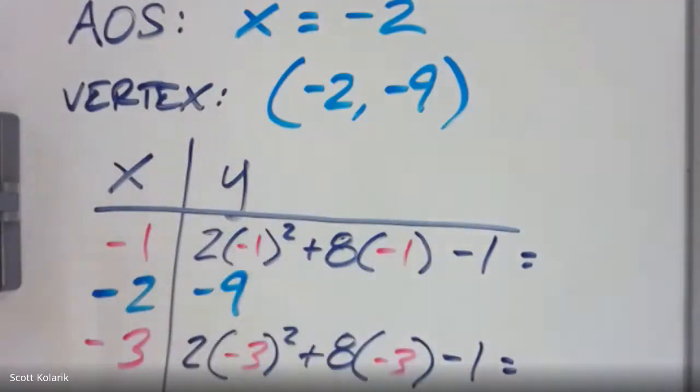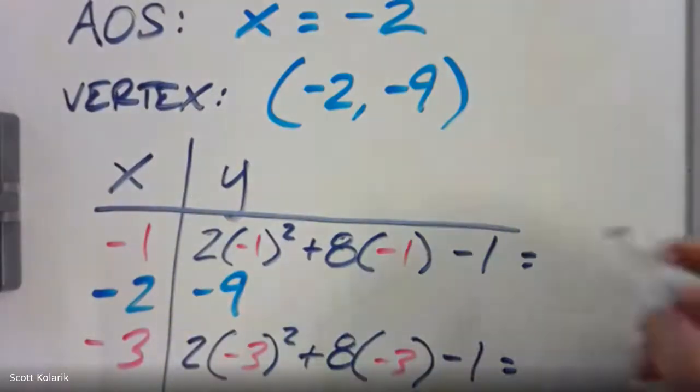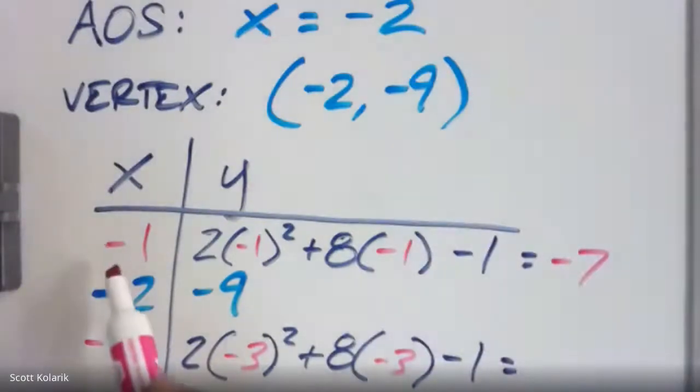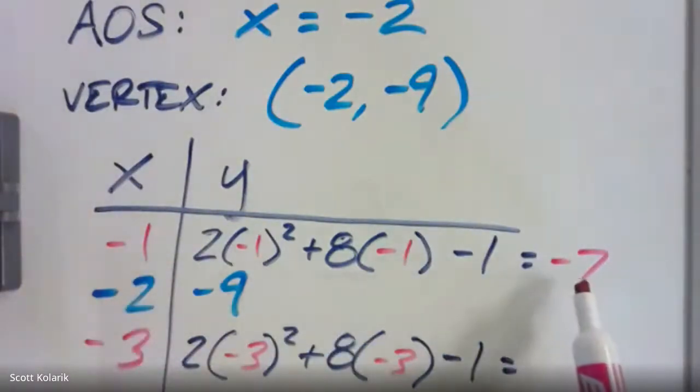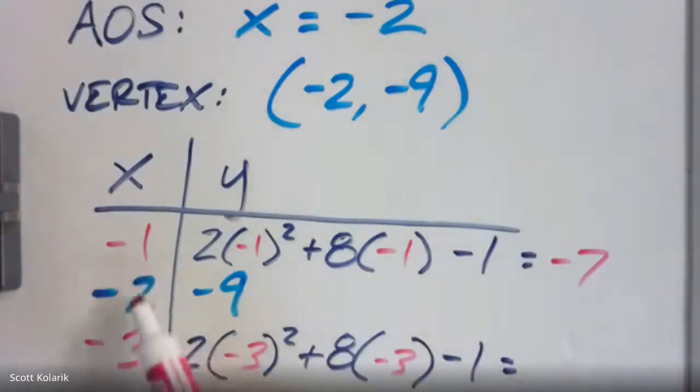But what essentially would happen is that after I do this work right here, negative 1 squared gives me positive 1. Positive 1 times the 2 gives me positive 2. 8 times a negative 1 is a negative 8. That positive 2 minus 8 gives me negative 6. That negative 6 minus 1 gives me negative 7. I've just created the coordinate point negative 1, negative 7. Here's some other good news. This is a symmetrical shape, meaning that if I went the same distance this way that I did this way, this value should match. You can confirm that. I'll let you check that out on your own.